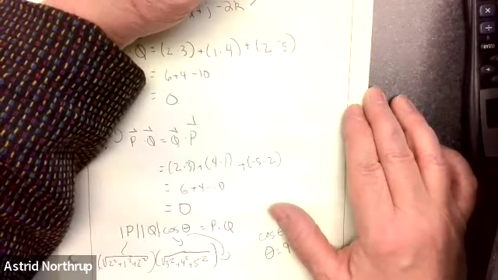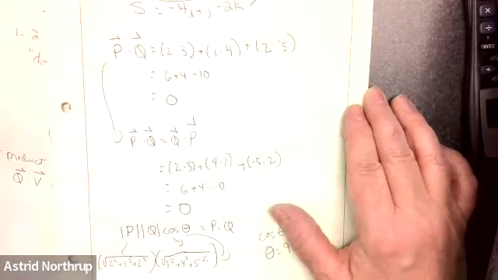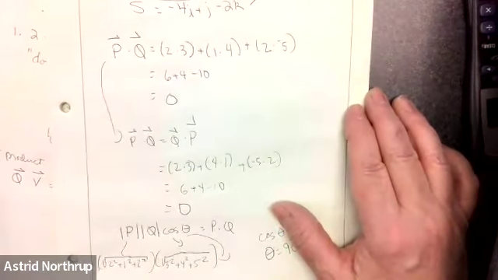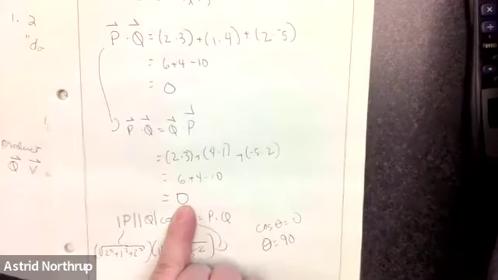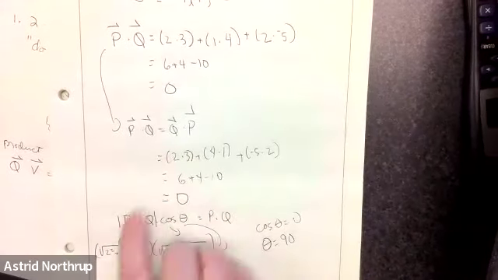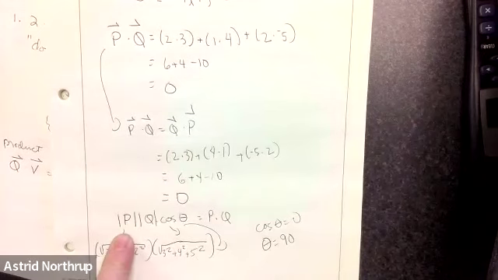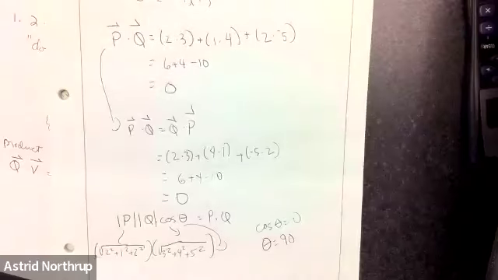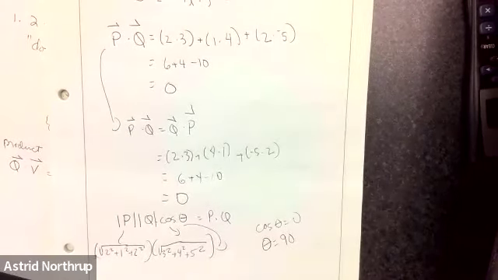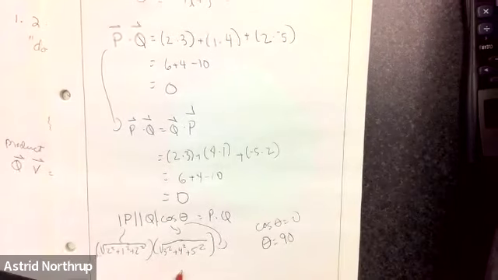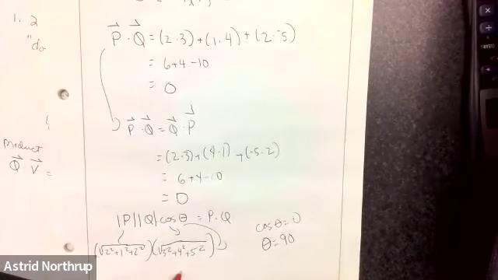So something like that. How did you know the angle was 90 without it equal 0? Because the dot product had to equal 0. If the dot product equals 0, this is an alternative definition of a dot product, and so the angle between them has to be 90, because the magnitude of P isn't equal to 0 and the magnitude of Q isn't equal to 0.